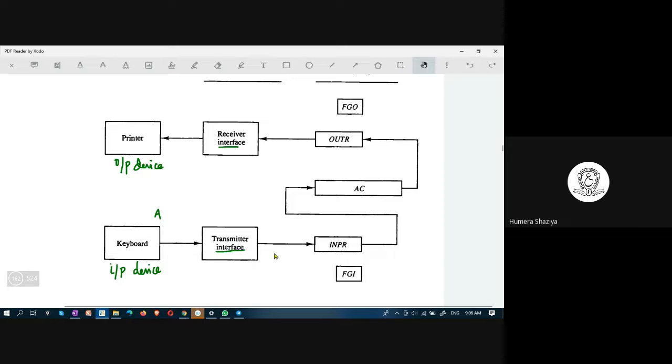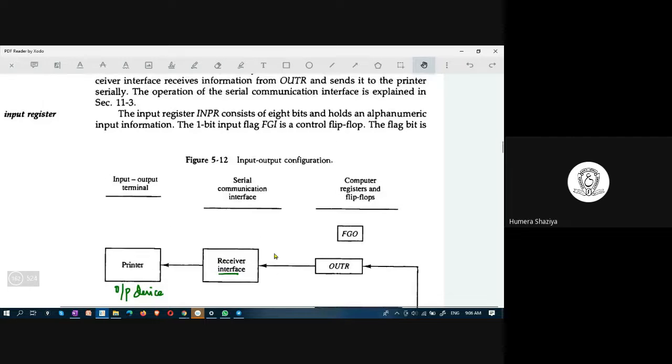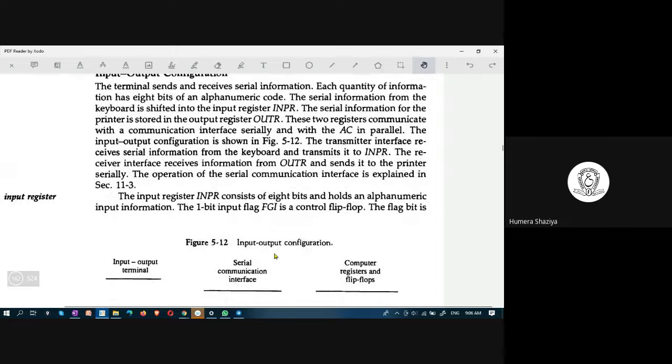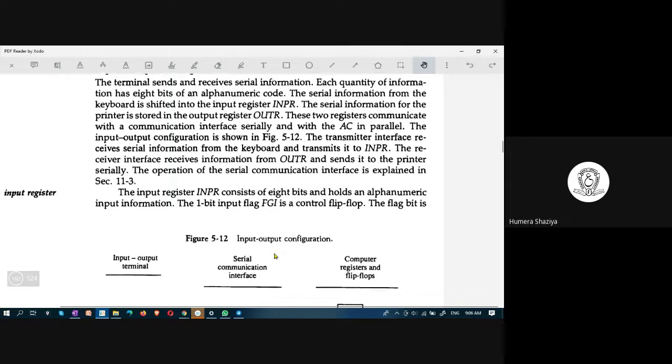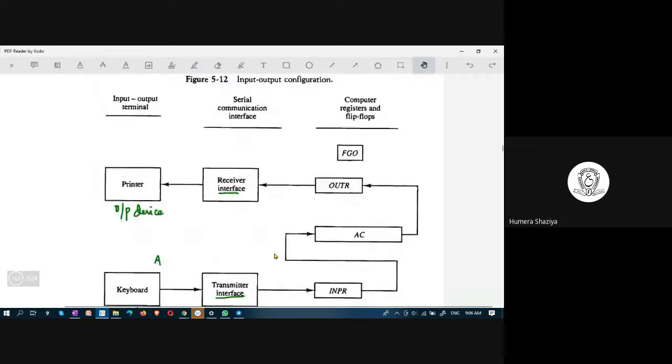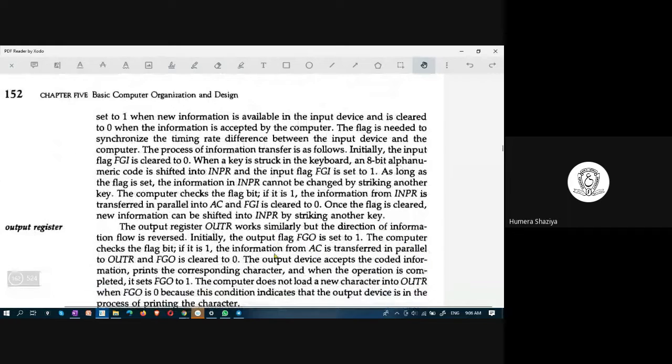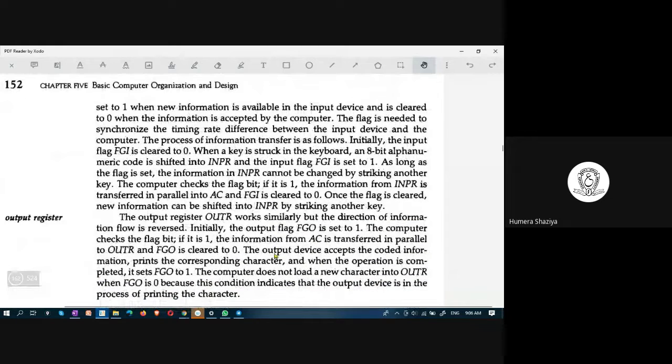Alright, and here, the output flag. The output flag also does the same thing. It indicates whether the output has been accepted by the device or not.